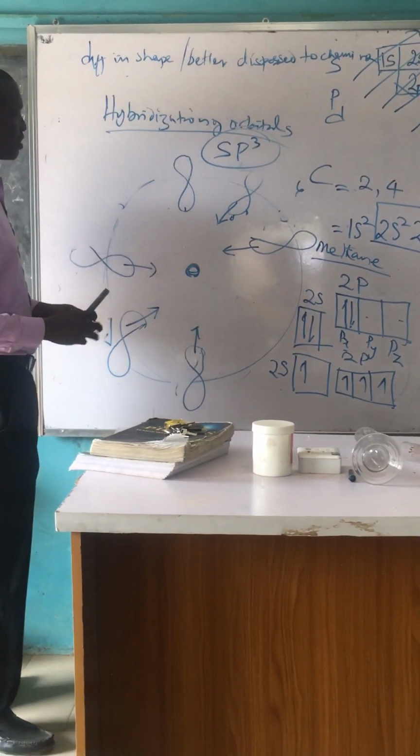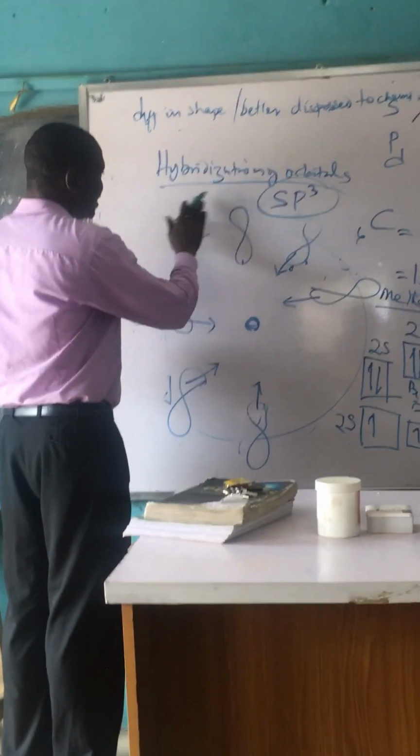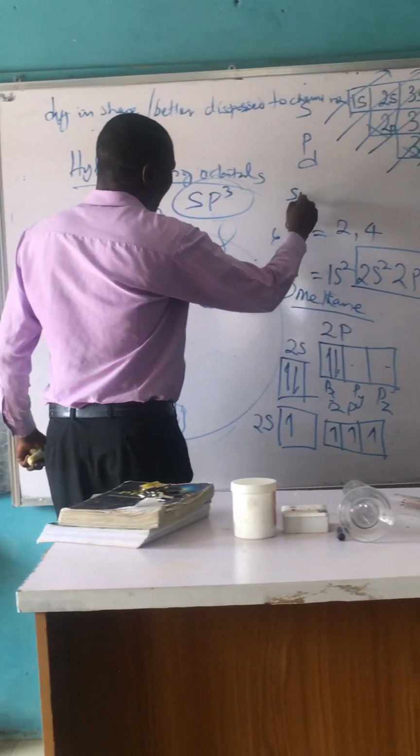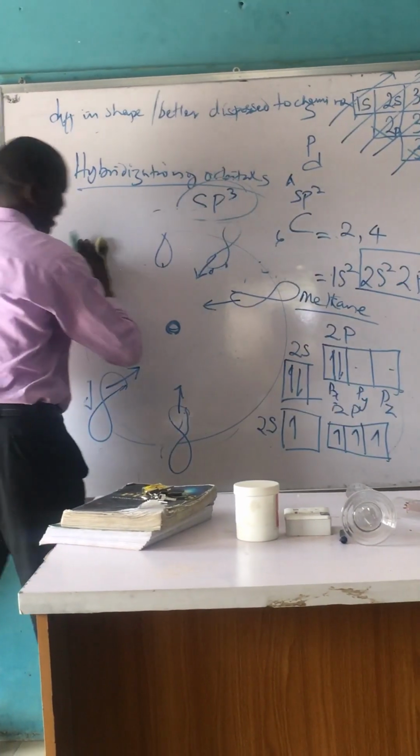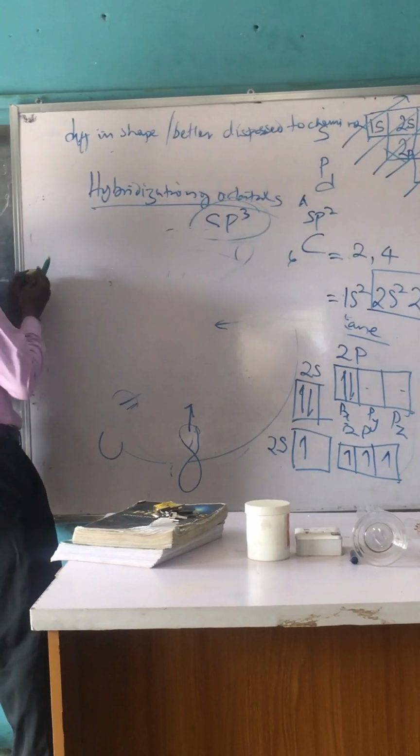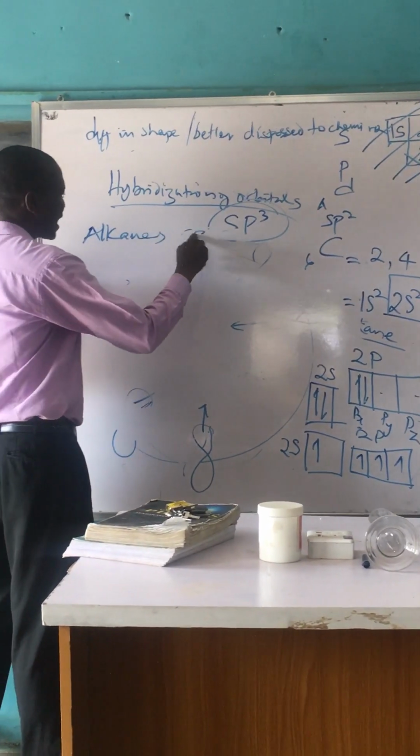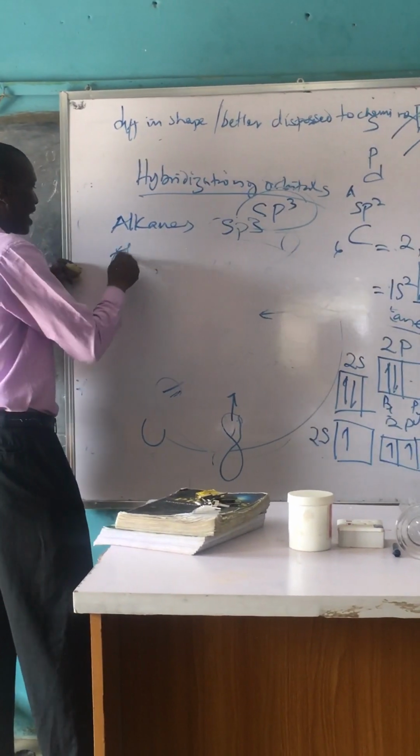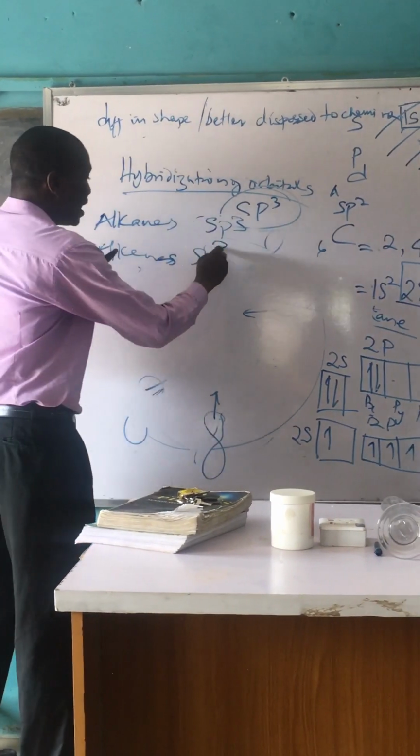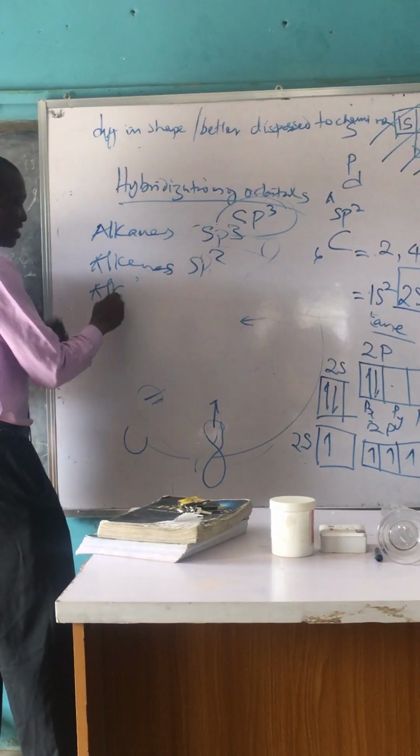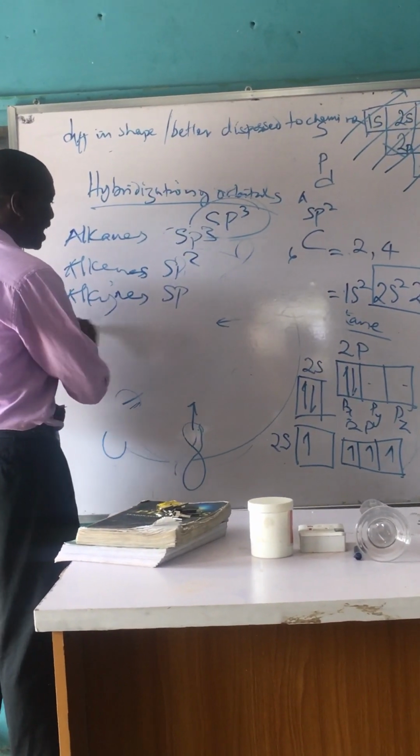Now for alkenes, we have sp2. So alkanes will have sp3, alkenes we have sp2, then alkynes we have sp. That's all. Thank you.